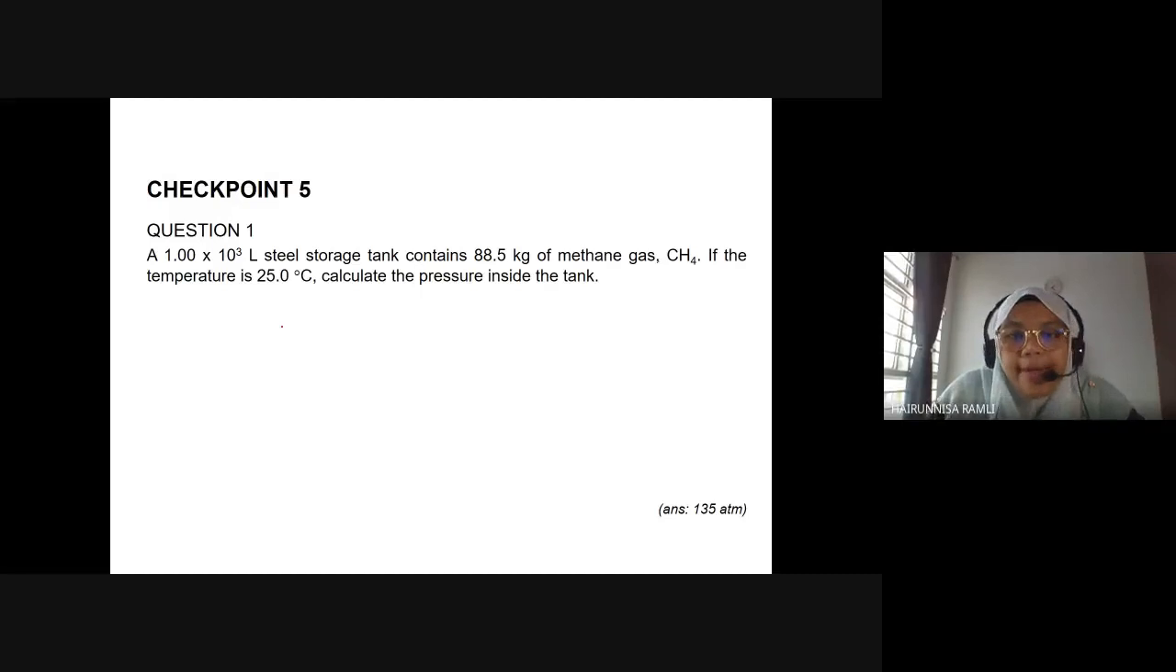Okay, cuba jawab ni. A 1000 liter steel storage tank contains 88.5 kilogram of methane gas, CH4. If the temperature is 25 degrees Celsius, calculate the pressure inside the tank. Okay, cuba.